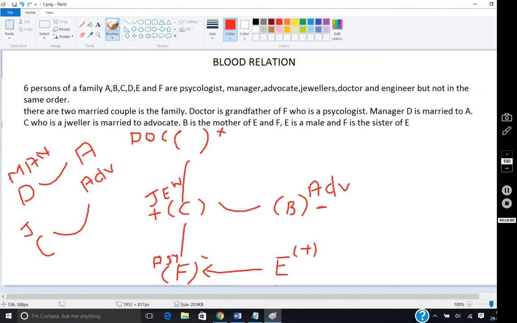Now manager D is married to A. So here only A comes, because he is married to a manager, and that is D. And as the sign of doctor is plus, then his wife D will have a minus sign here, and D will be manager. So in this way we have solved the puzzle.